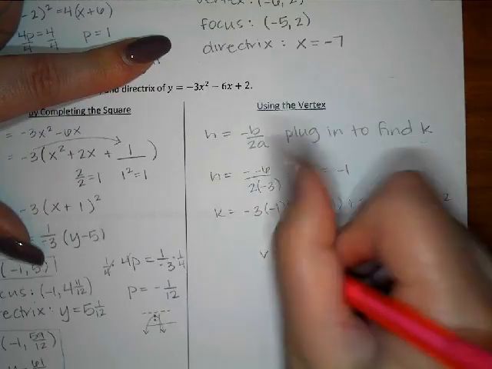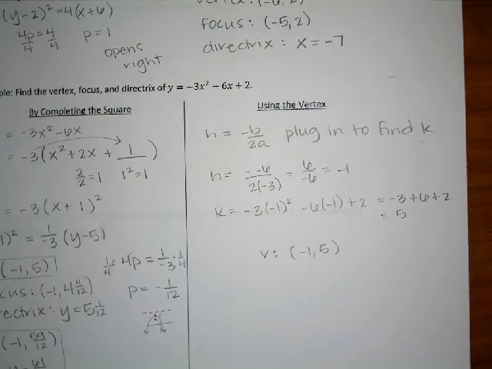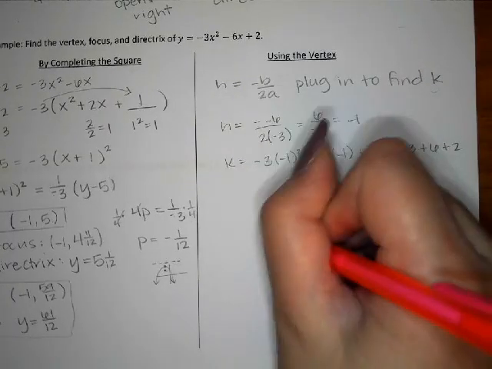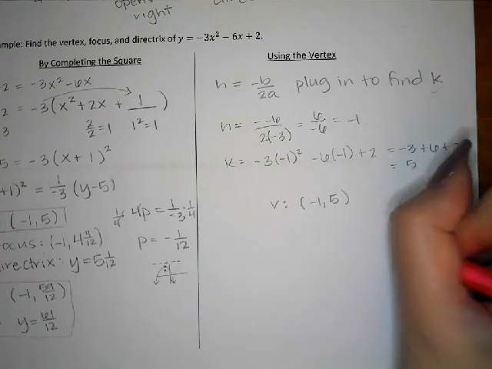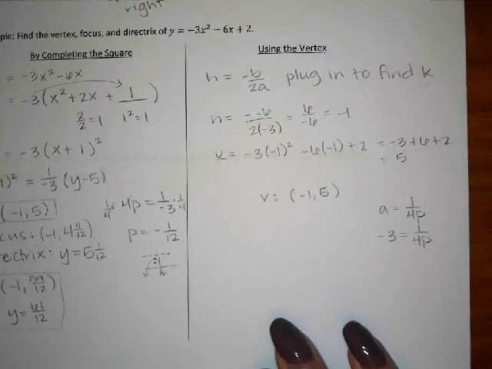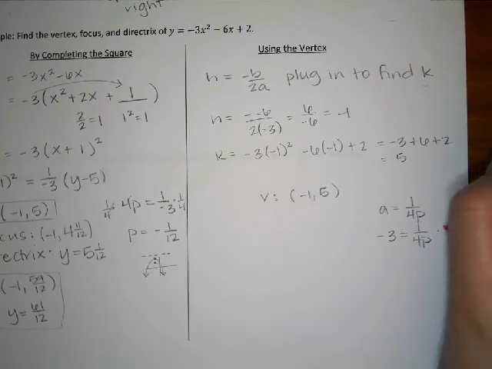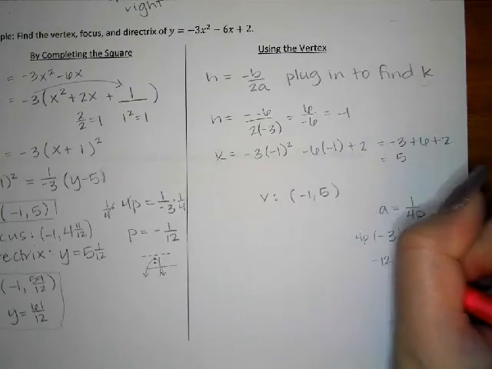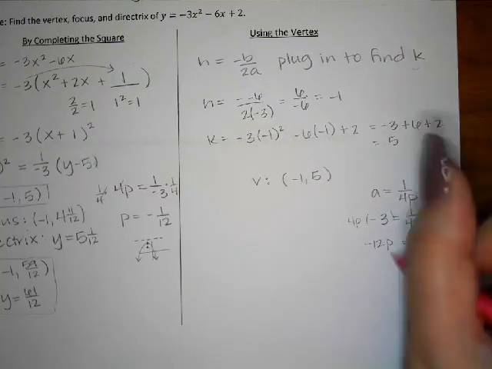Okay, then from there, to be able to find the p-value, we're going to say a equals 1 over 4p. So -3, the a value, is 1 over 4p. And so I'll go ahead and multiply 4p over here, get it off the bottom of a fraction. -12p equals 1. And then I'll divide the -12 to the other side. P equals -1/12.